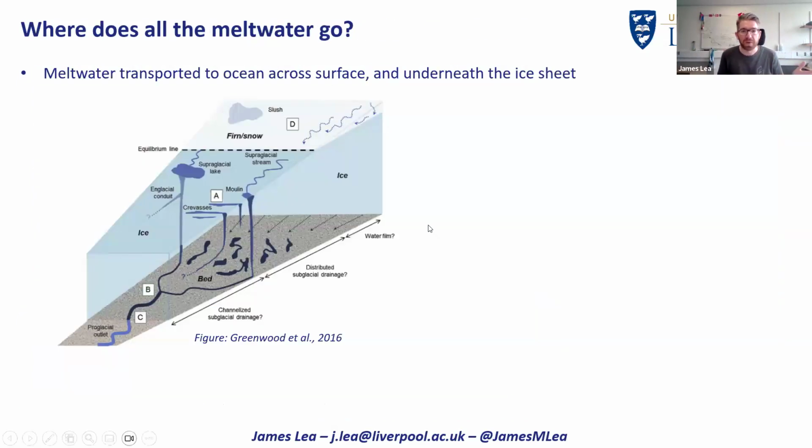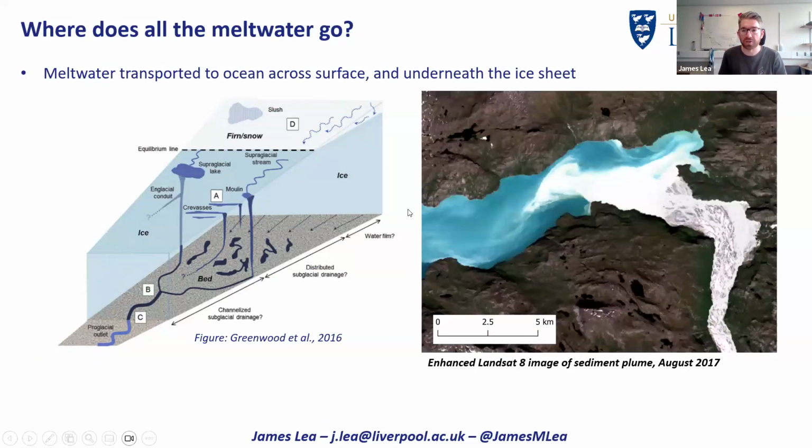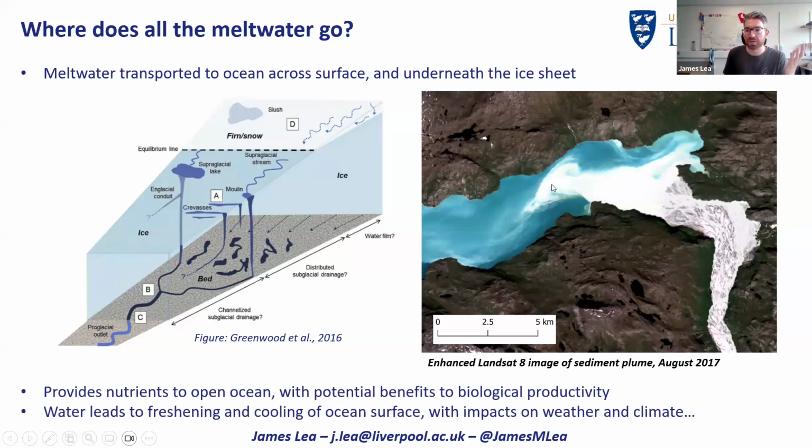But then, with this meltwater, where does it actually go? It doesn't all run off across the surface. It can also be transported into the ice sheet, down to the base, and be evacuated out of the front of the ice sheet quite efficiently. So on the right-hand side here, we've got an enhanced satellite image, which is showing in white the sediment plumes coming off the margin of the ice sheet. And these also have impacts on not only the biological productivity of the oceans and the fjords, but also because it's delivering cold, fresh water into the North Atlantic. That also can impact the oceanography and therefore the North Atlantic.